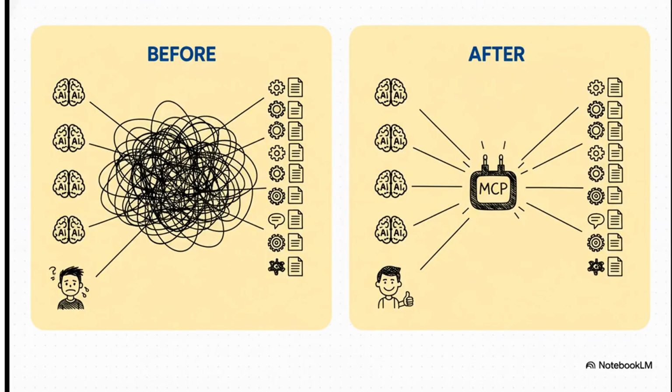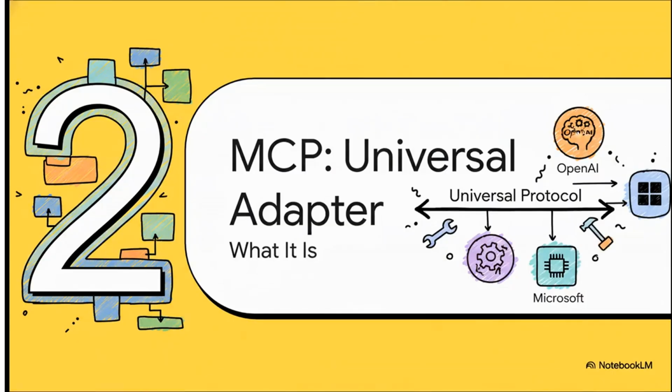Now look at the right. MCP flips the math from multiplication to simple addition. Now you just need to support 5 AIs and 20 tools. That's 25 total implementations. It takes an impossible problem and makes it totally manageable. So let's move on. Section 2.